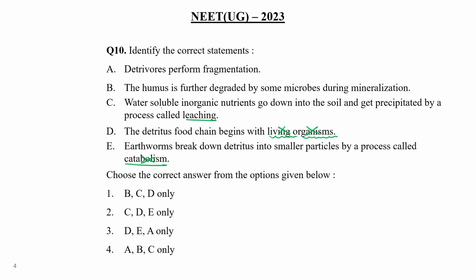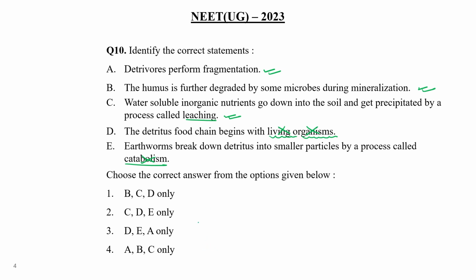Water-soluble inorganic nutrients go down into the soil and get precipitated by a process called leaching. Yes, leaching is the movement of water-soluble inorganic particles into the soil, where they get precipitated. This is the correct statement. The humus is further degraded by some microbes during mineralization. Yes, this is again a correct statement. And detritivores perform fragmentation. Yes, detritivores do fragmentation. This one is again a correct statement. So A, B, C, all three statements are correct, while the remaining two are wrong.